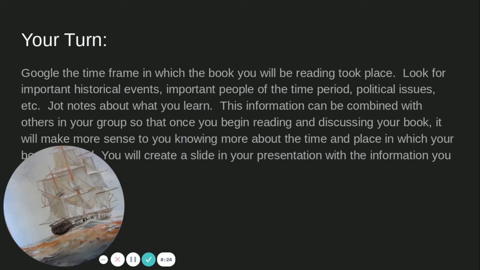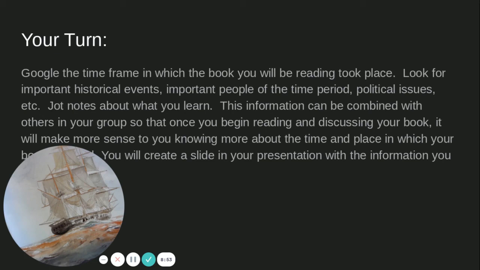So what you're going to do today in your notebook entry is Google the time frame in which the book you will be reading takes place. You're going to look for important historical events and important people of the time period, political issues, whatever you find out as you read. You're going to jot some notes about what you learn. This information can be combined with others in your group so that once you begin reading and discussing your book, it's going to make more sense to you, knowing about that time and place in which your book takes place.